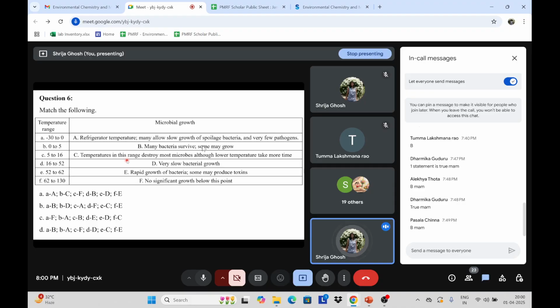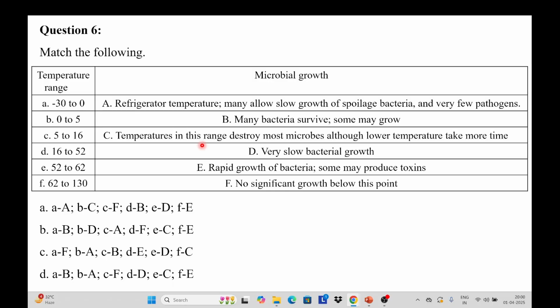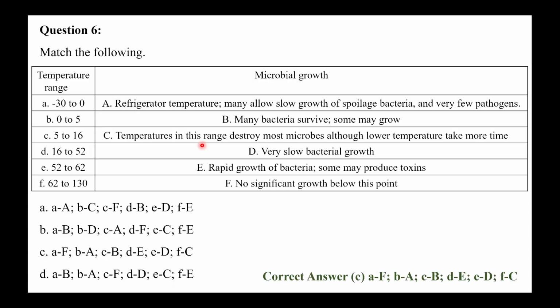No one can answer. Okay, I'll show you the answer then. It is option C. So we'll go one by one.